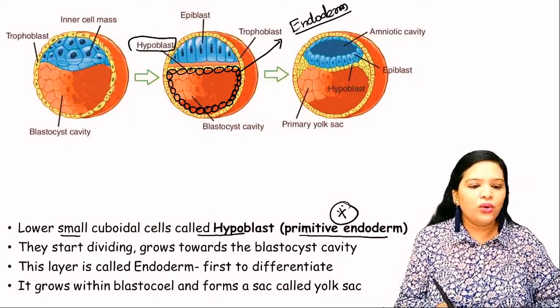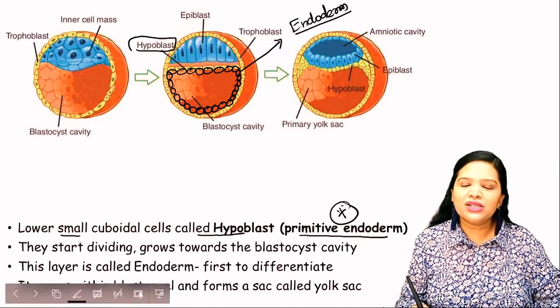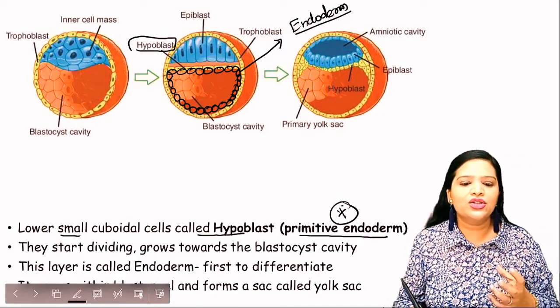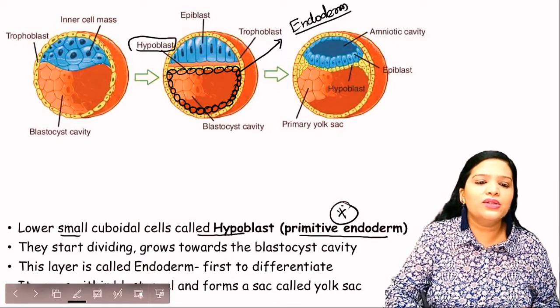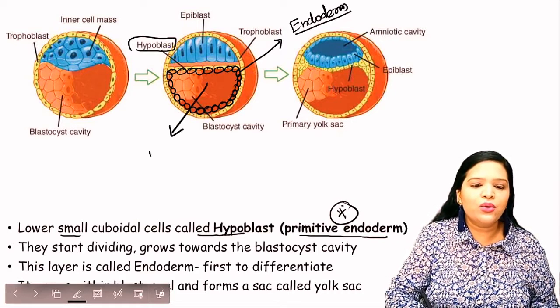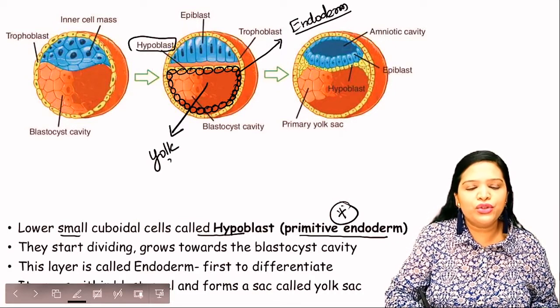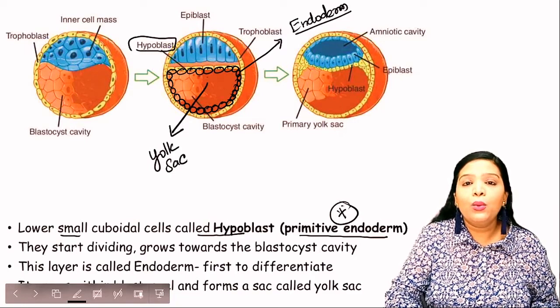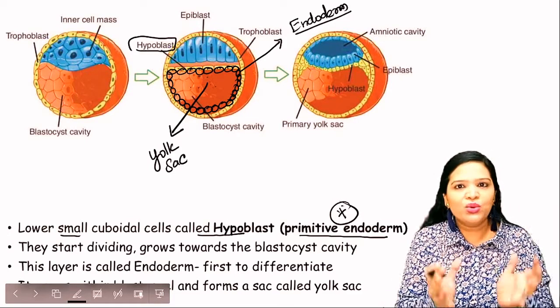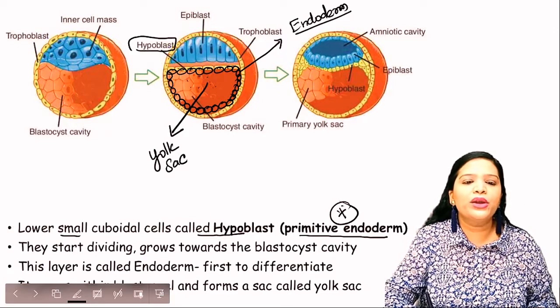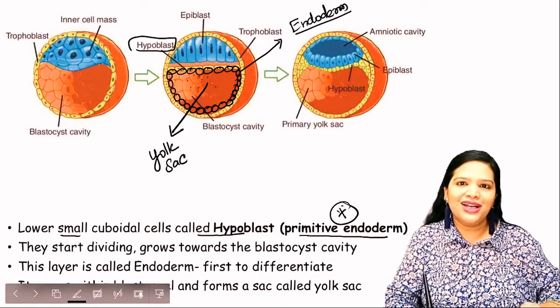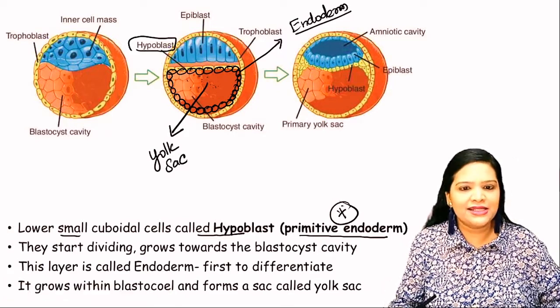Now it grows within the blastocyst and forms a sac-like structure called the yolk sac. So this area is going to develop into the yolk sac. The empty space where the blastocyst cavity was is now going to develop into the yolk sac. This is the next step.